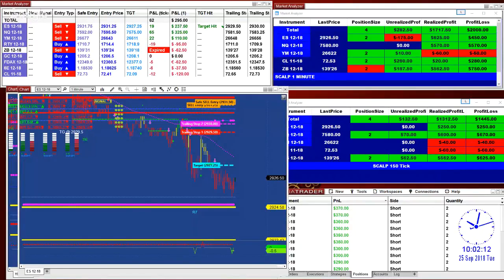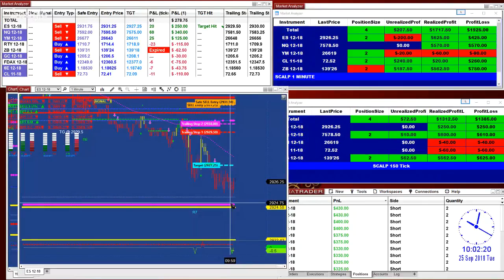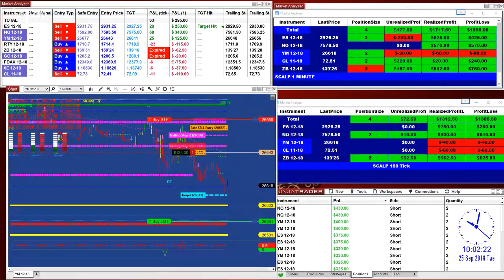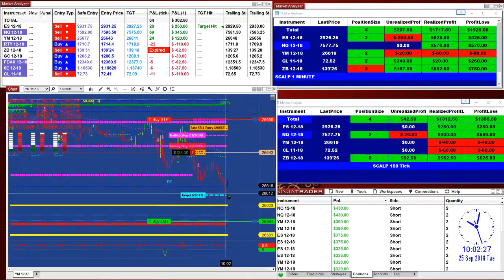Okay. Now we can see how the ES will have a problem on the 24.75. So be careful with the ES. And if we notice on the YM, we missed one tick to the target. We missed one tick to the target.